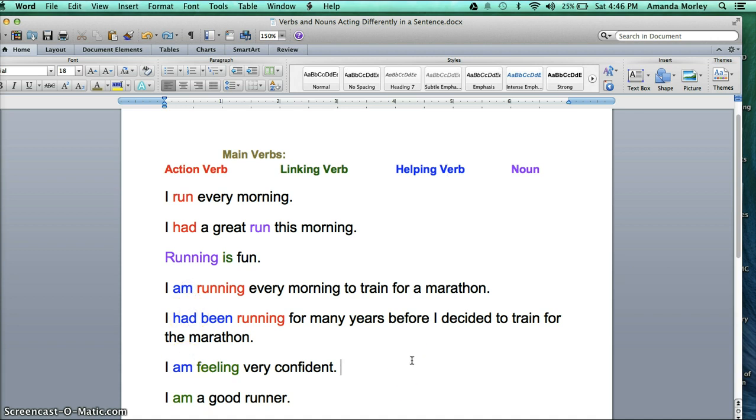The other thing I want you to see, really get, is you cannot put a word into a category and assume that it will always stay in that category. A word like run could be an action verb or could be a noun. A word like running could be an action verb or could be a noun. Okay? A word like am could be a helping verb or could be a linking verb. Okay? A word like had could be an action verb or could be a helping verb. It depends how it's used within a sentence.